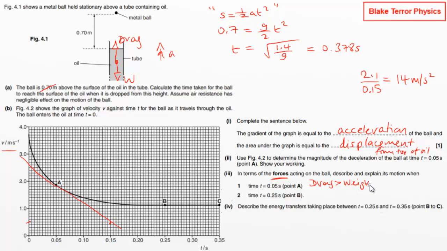Drag is greater than weight. So in terms of the forces acting on the ball, if drag is greater than weight, then we can say it's slowing down. Then when we get to B, it's now level, so we've got no acceleration. So we can say the acceleration is 0. So the drag must be equal to the weight, which means we're at terminal velocity, because our velocity has come to a minimum there. So that's our terminal velocity.